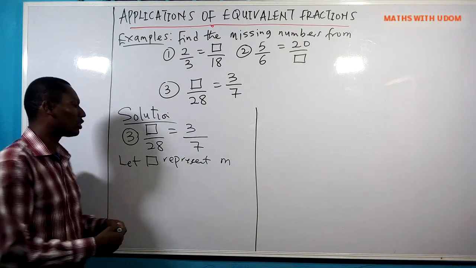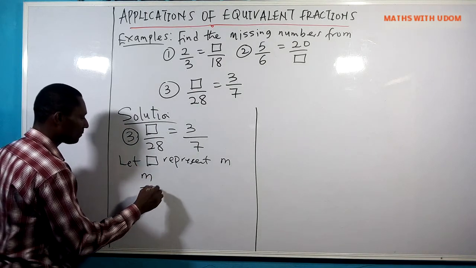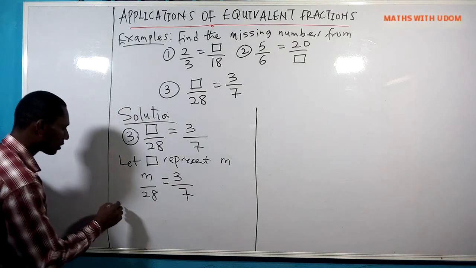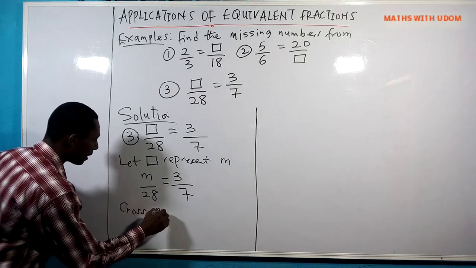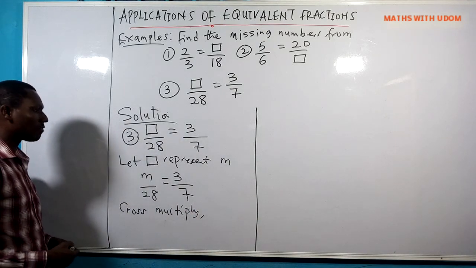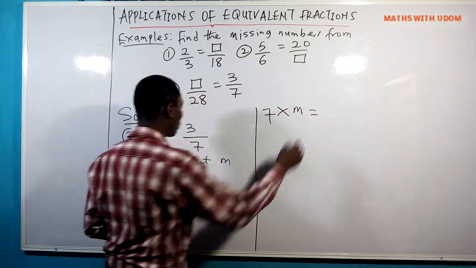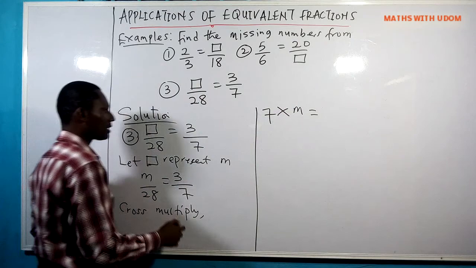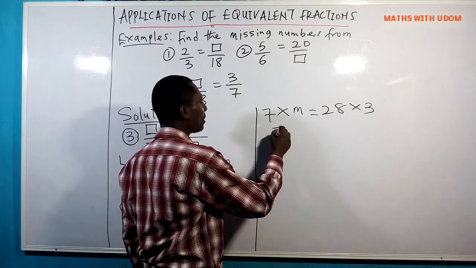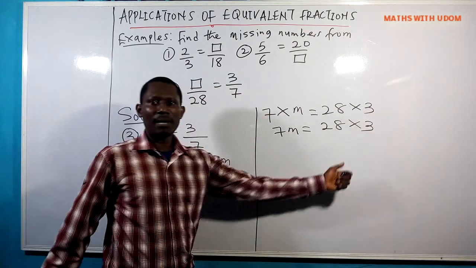Using the same alphabet all through. So anywhere I see the box, I will put M divided by 28 equals to 3 divided by 7. From here, I will cross multiply. If you cross multiply, what do you have right there? You have 7 multiplying M. 7 multiplied by M equals to 28 times what? Times 3. 28 multiplied by 3. So from here, 7 times M is what? 7M. Then you have 28 multiplied by 3. Is that okay?